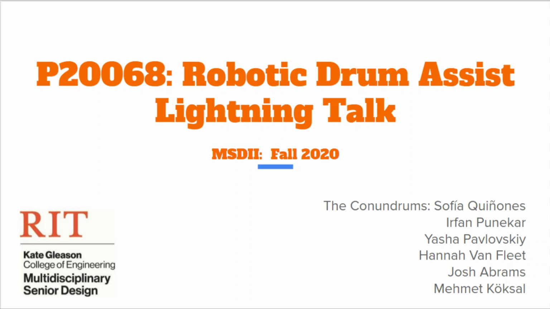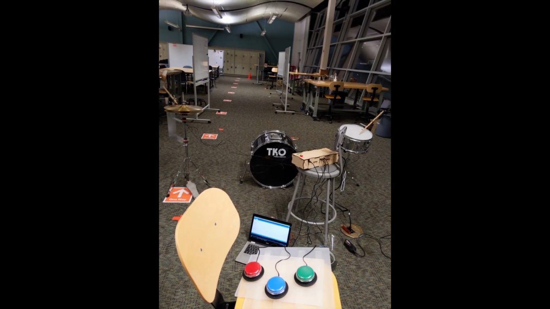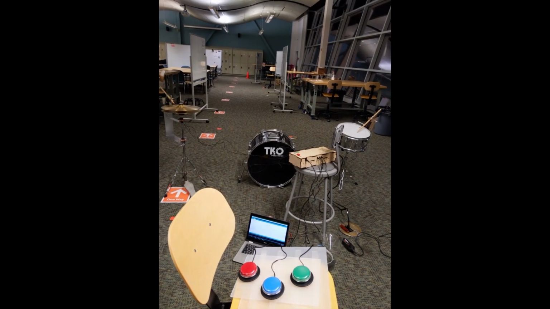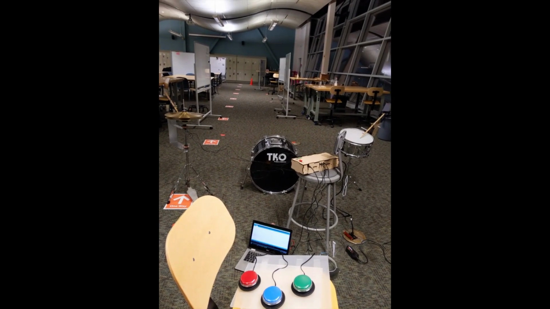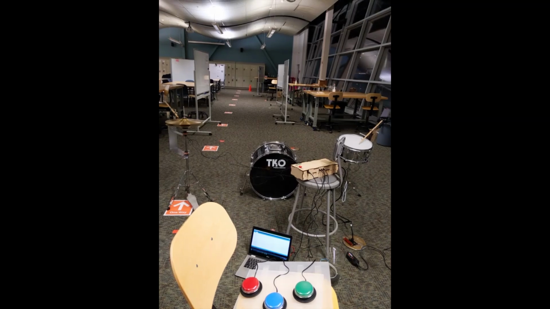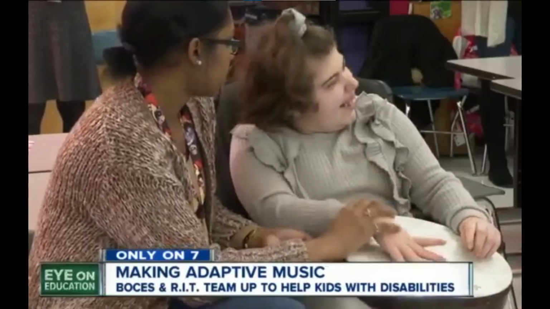This is the Robotic Drum Assist for Multidisciplinary Senior Design 2, Fall 2020. The Robotic Drum Assist is an assistive system meant to help high school students with physical limitations participate in music class as required by New York State. Currently, a hand-over-hand method is used to help students play along to the rhythms set by the teacher, but they lack independence and a true feeling of participation.